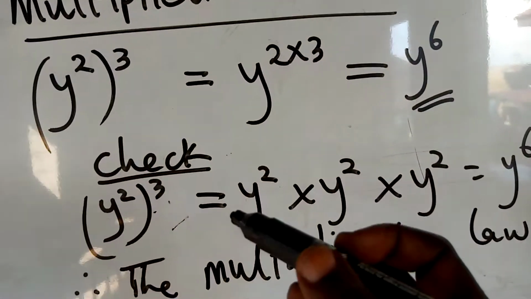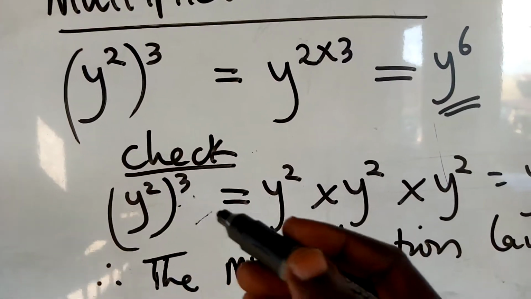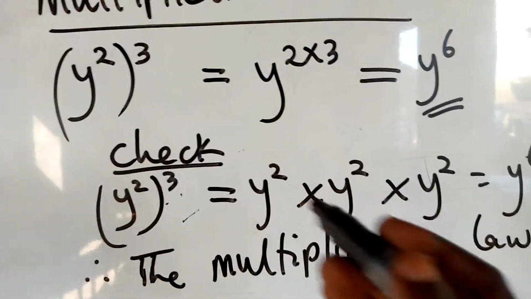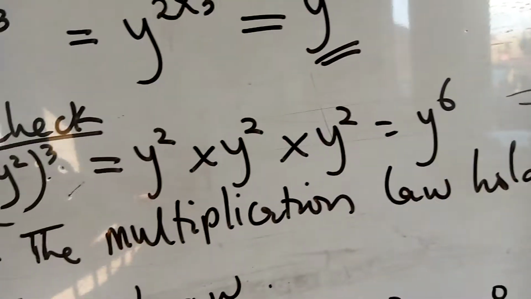So when you see numbers like this, y raised to power 2, all raised to power 3, multiply their powers and get your answer straight.